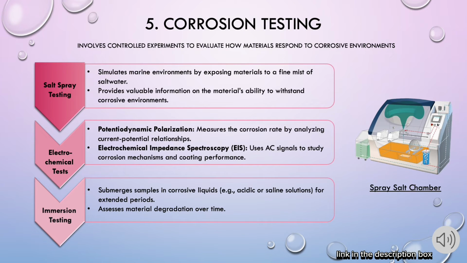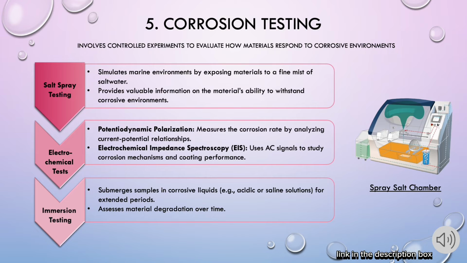The first one is salt spray testing, which is one of the most prevalent and well-established methods for evaluating corrosion resistance. It aims to simulate marine environments by exposing materials to a fine mist of salt water. By conducting salt spray testing, it will provide us with valuable information on the material's ability to withstand corrosive environments.